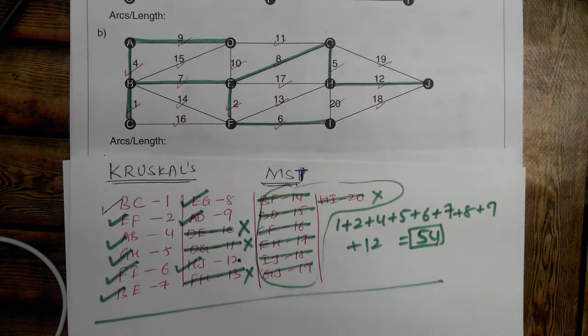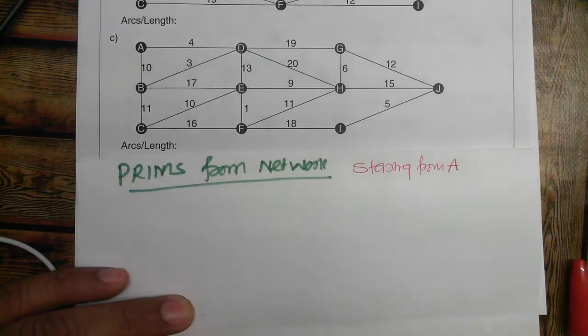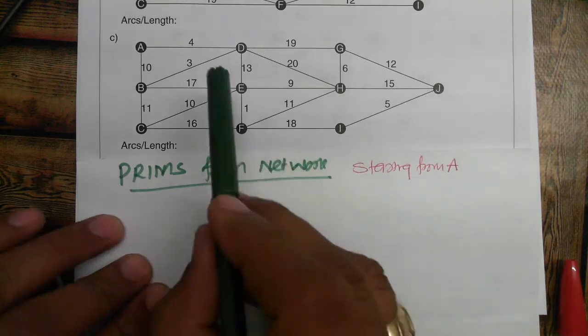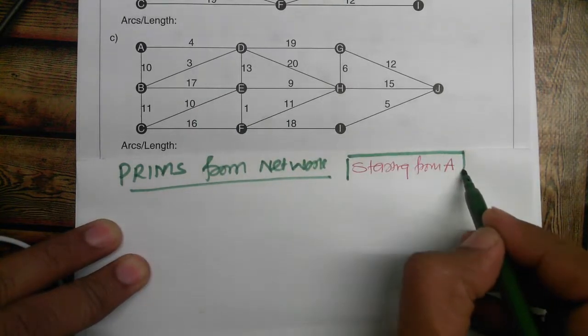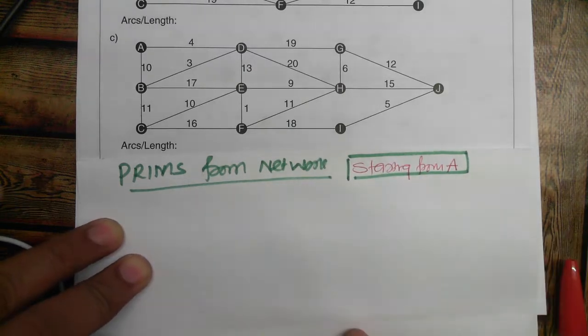We'll do a question on Prim's now. All right, so now we do Prim's from a network. We use this network to do Prim's from, and Prim's will always give you a starting point. If it doesn't, you can start from any point. You should still get the same length of minimum connector.